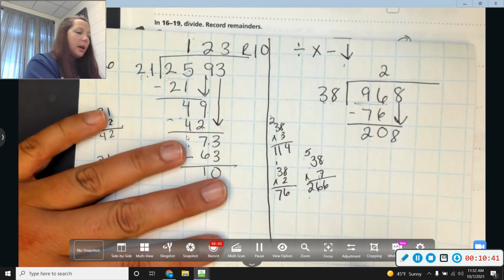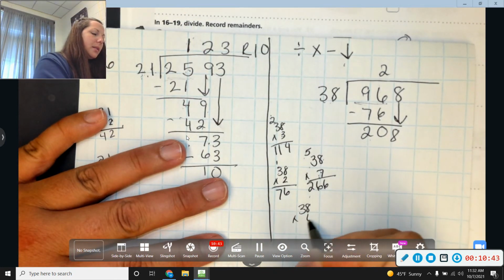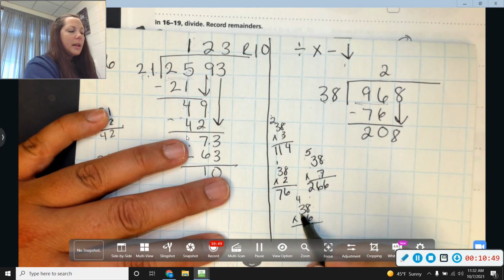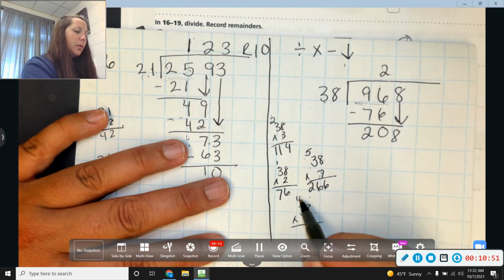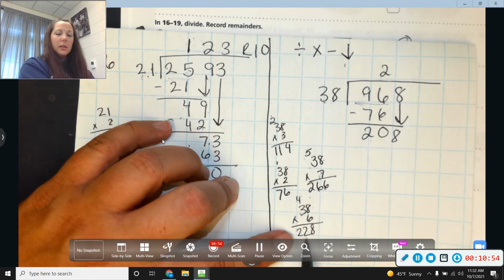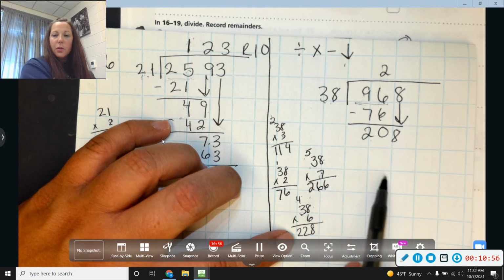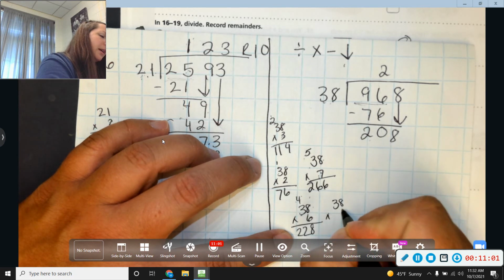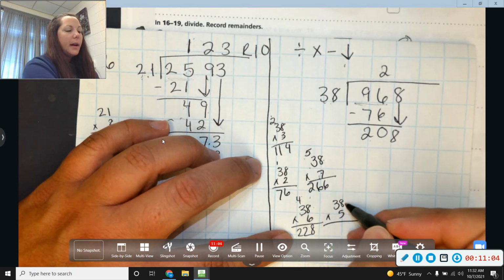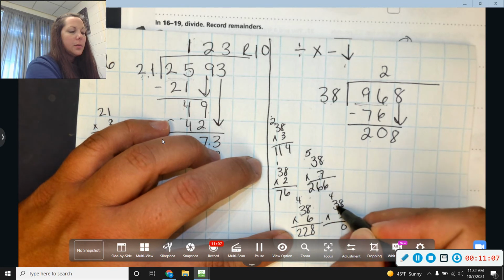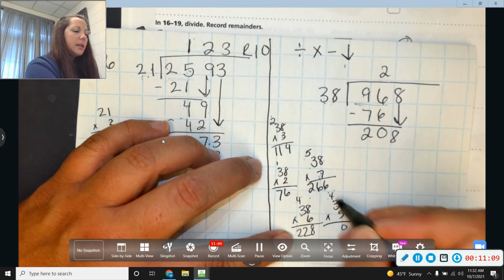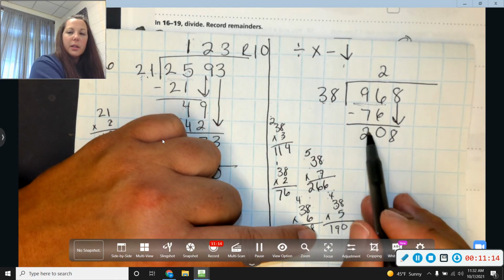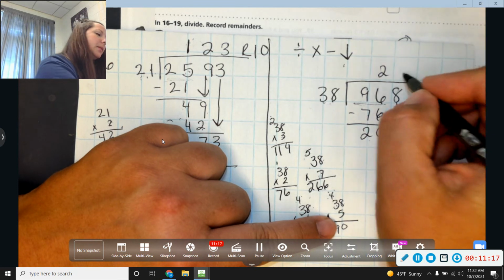So I need to go 1 less. Okay? So now I'm going to do 38 times 6. Okay? 6 times 8 is 48. 6 times 3 is 18. 19, 20, 21, 22. Ooh, it's still too much, right? So I need to do 1 less. So let's do 38 times 5. 5 times 8 is 40. 5 times 3 is 15. 16, 17, 18, 19. There we go. That one will work. So 38 goes into 208 5 times.